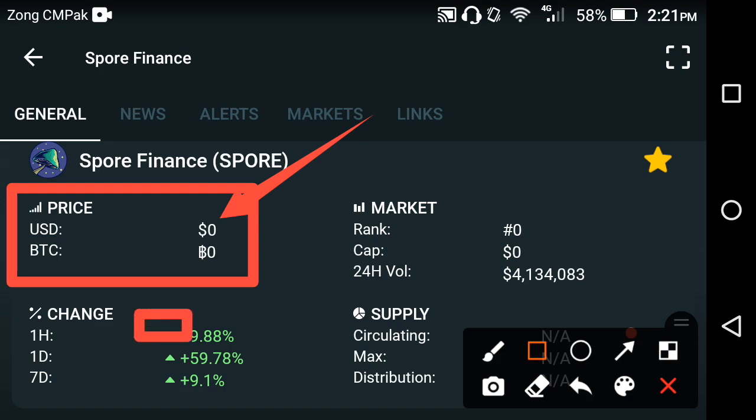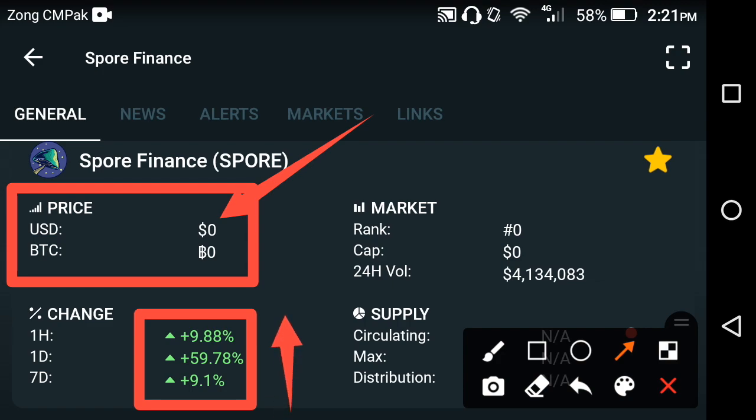On the other hand, if you look at the price changes that occurred in the Spore finance coin, as you can see here, the last 1 hour, the last 1 day, the last 1 week, the whole change occurring in the Spore finance is going upward friends. That means the change occurring in the Spore finance is positive friends. So now the decision for all of you is clear: it's time to buy Spore finance, and if you are already a holder of Spore finance coin, it's time to hold Spore finance.